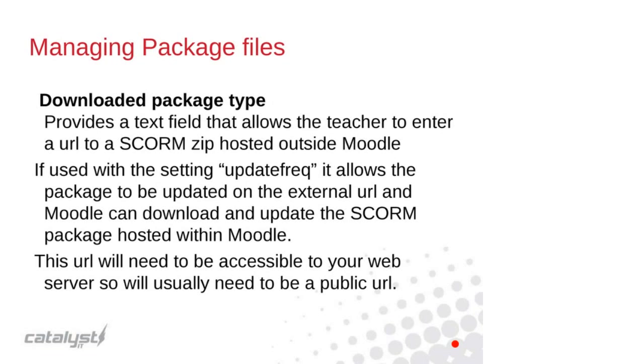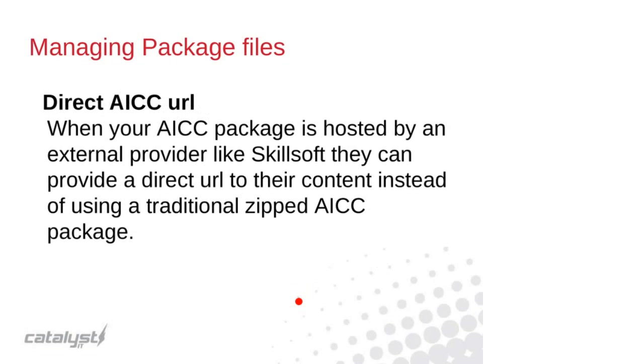It's important to make sure it's available. Next option is the direct AICC URL. This allows you to not even have a SCORM package or a zip file or anything like that. It allows you just to enter a URL to an external AICC SCORM package. There are companies like Skillsoft that provide large learning databases of content that you can subscribe to. So this just allows you to enter a URL and pass it in.